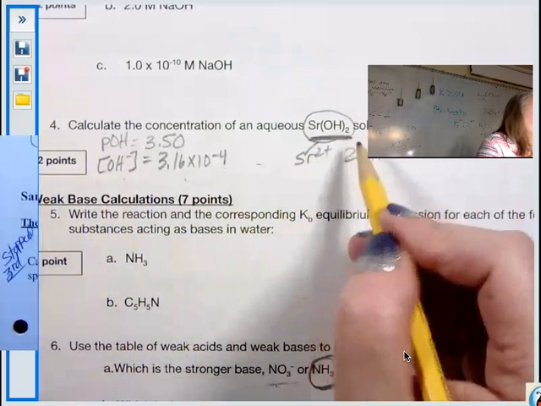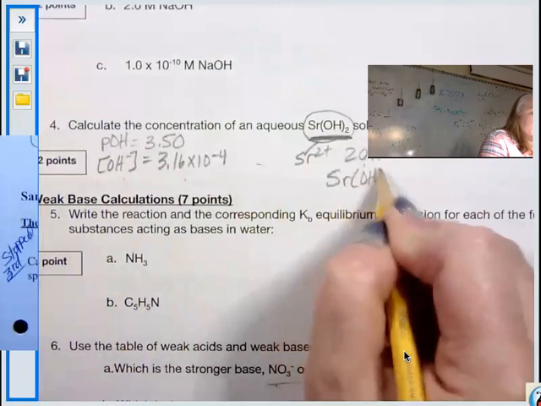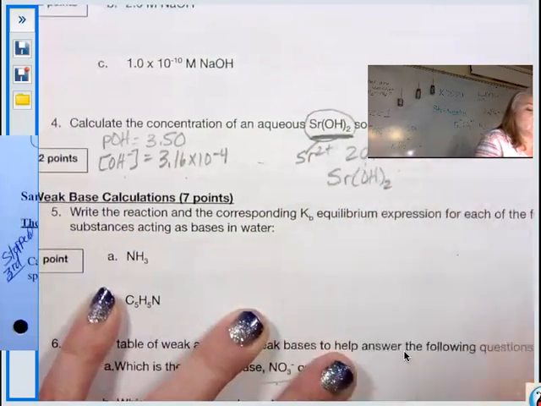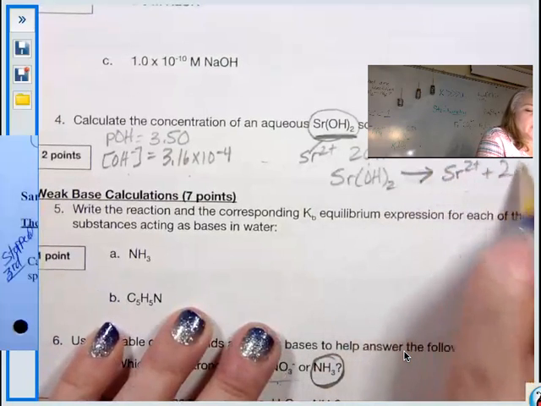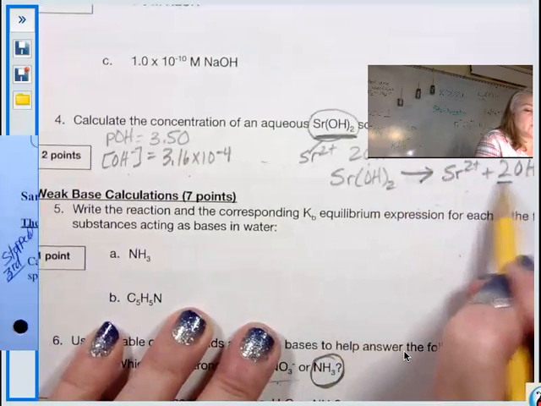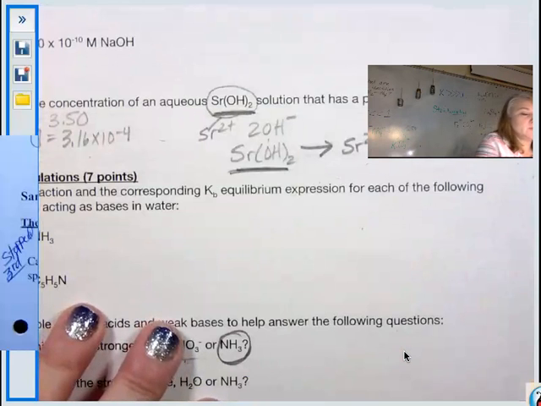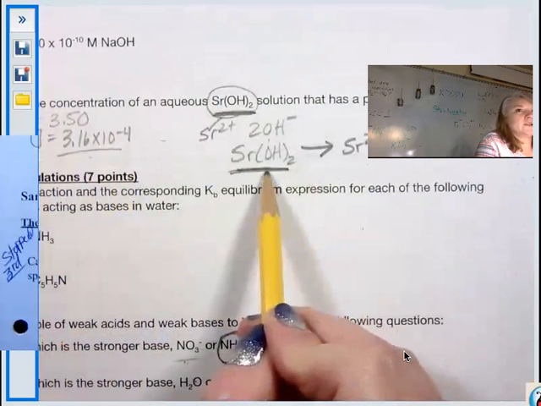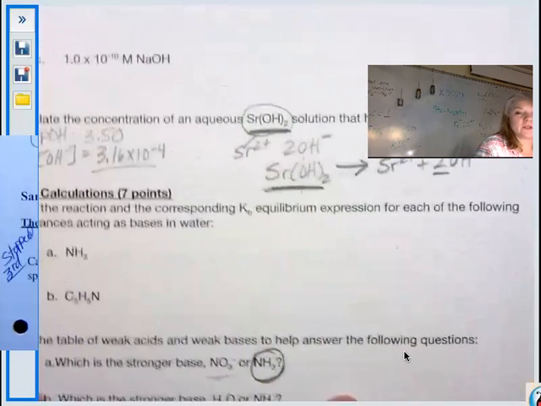I think I agree with Alex. Because look, let's just write an equation. I want you to look at this. This is a one-way arrow because that's a strong base. So you'd have strontium plus 2 OHs. What's the ratio of OH to strontium hydroxide? It's 1 to 2. So if you know your hydroxide ion concentration, your strontium hydroxide concentration would be 1/2 of that. So yes, you would divide that by 2.